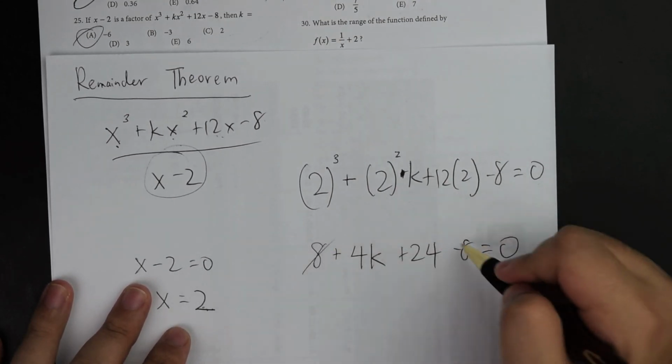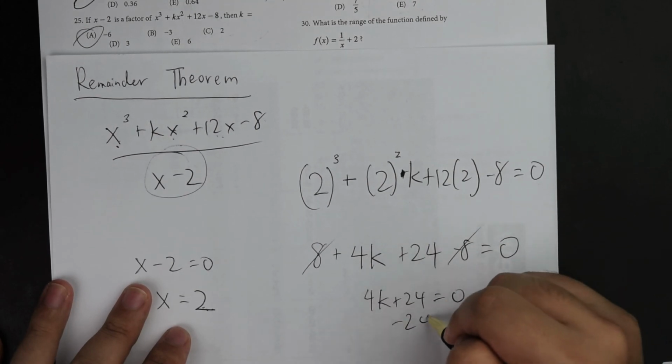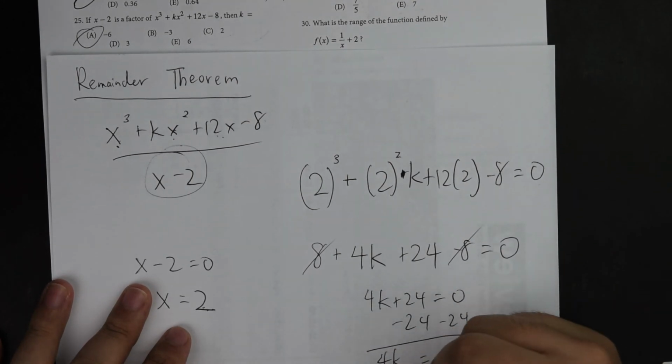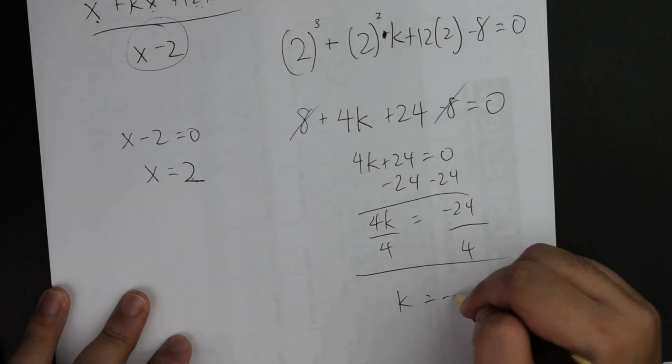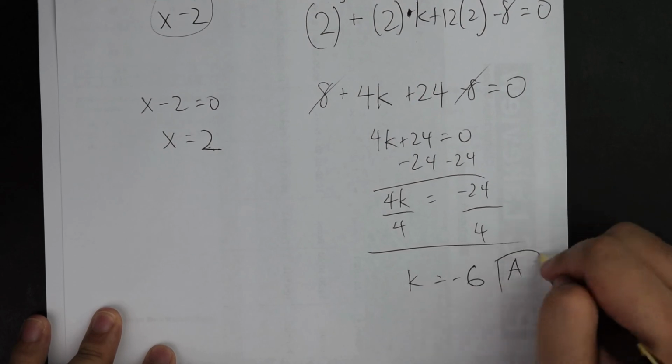And what happens? 8 minus 8 is going to cancel out. 4k plus 24 equals 0. Subtract 24. And what's going to happen is that it lets me solve for k. And then I'm going to move up so you can see what I'm doing. k equals negative 6. And that's how I was able to get to the answer A, which is going to be the answer for this question.